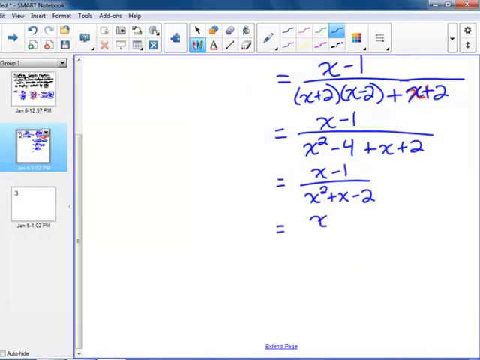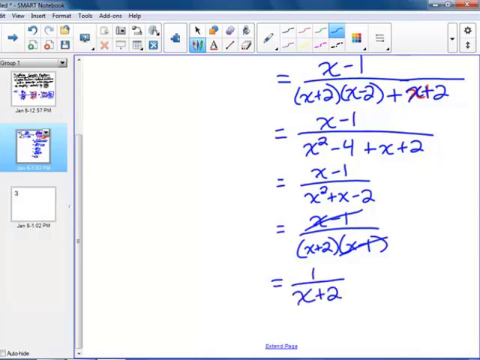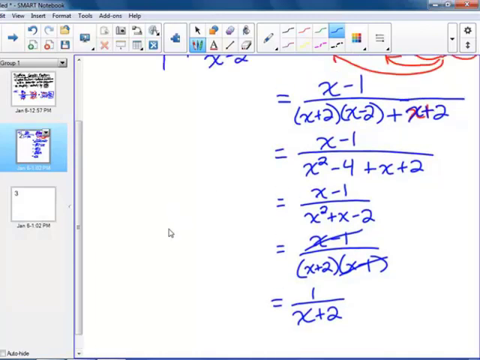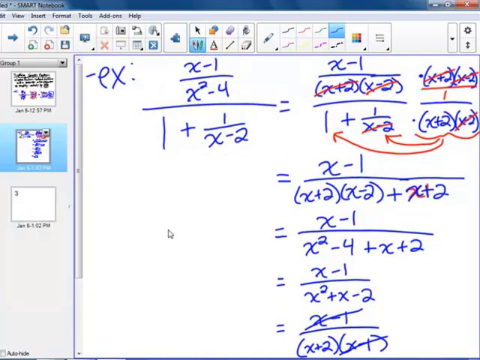And looks like I could try to factor that. Let's see. Well, it's going to be a 2 and a 1. Plus 2 and a minus 1. Yep, that's going to work out. x plus 2, x minus 1 is how that factors. So notice, x minus 1 cancels, and I am just left with 1 over x plus 2. So that simplified down quite a bit from what it started as.